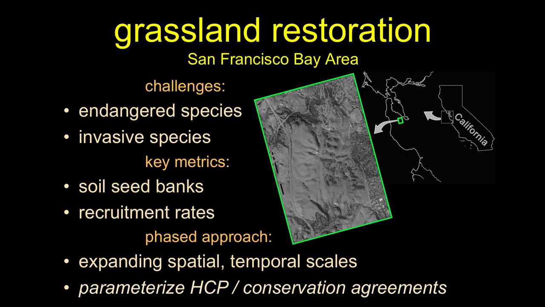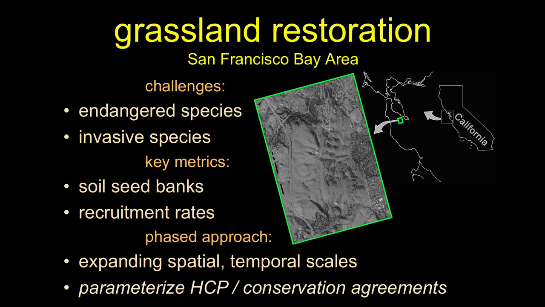Key metrics we were using were soil seed banks. So what's the propagule pressure like? One. And then two, how quickly these seeds turn into plants, or the recruitment rate. Again, we're going to take a phased approach to restoration. We're going to expand over spatial and temporal scales, as we said.